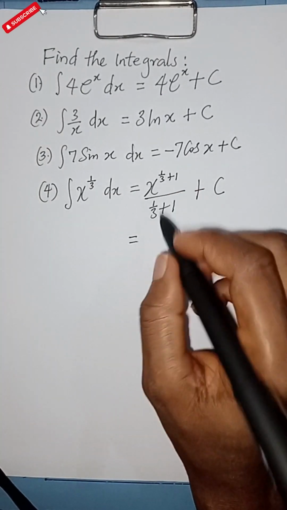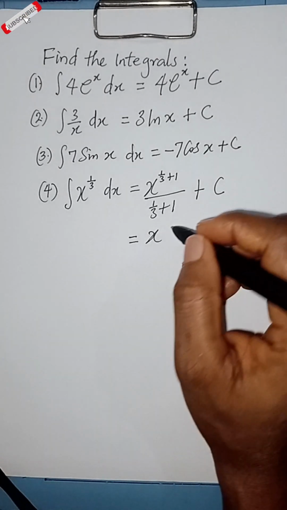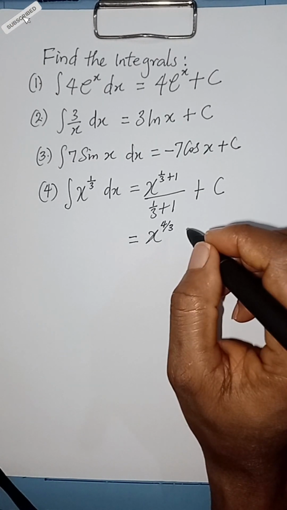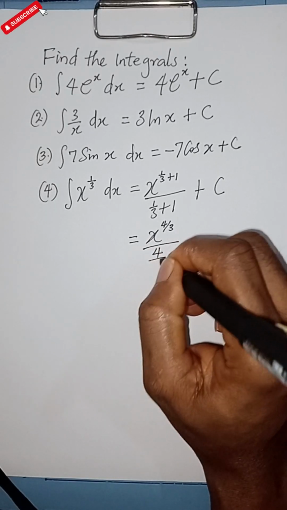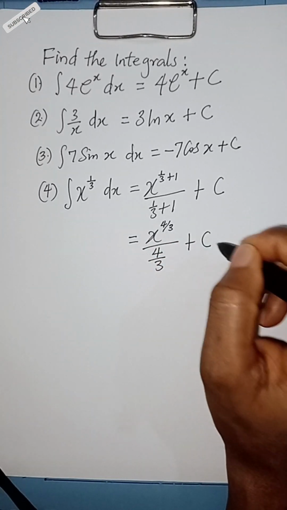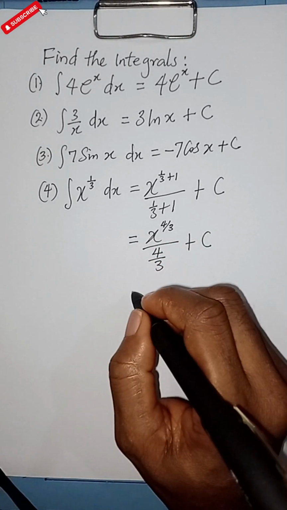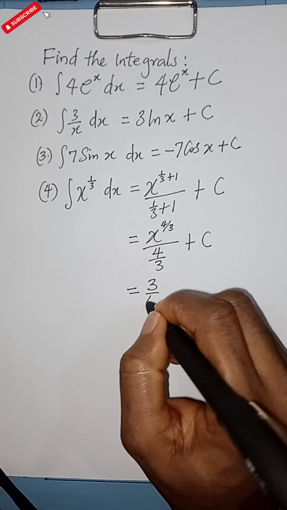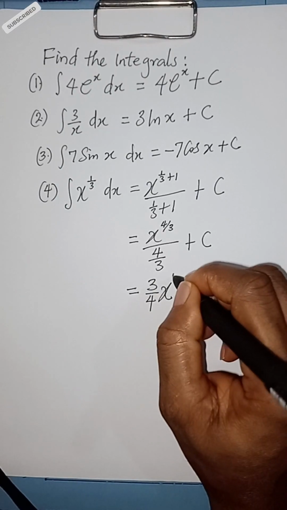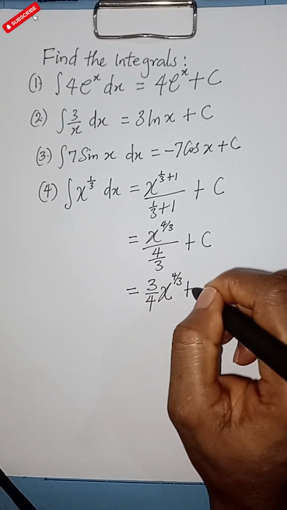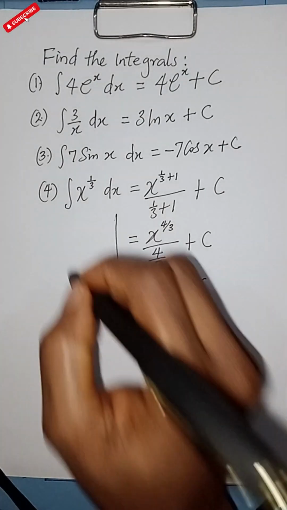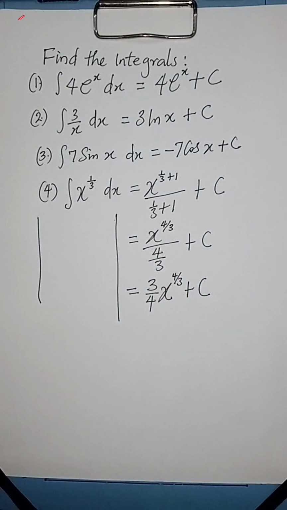If you solve this as a fraction, it's going to be 1/3, which is the same thing as 4 divided 3. And that's what you also have at the denominator, plus your arbitrary constant. And this, to simplify, is the same thing as 3 divided 4, x raised to power 4 divided 3, plus your arbitrary constant. If you wonder what I did here, let me show you using the space here.